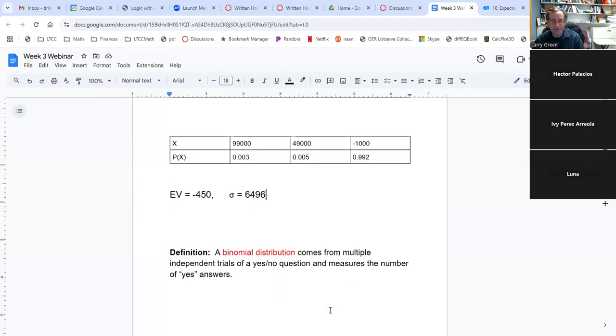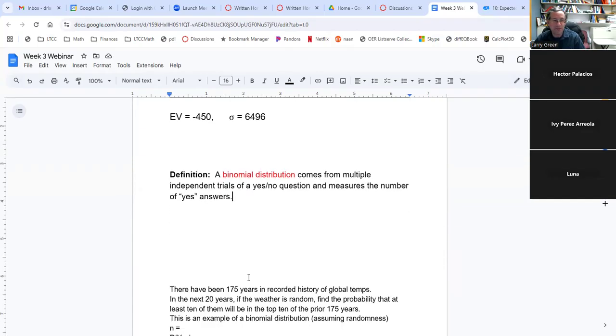All right. Let's get to binomial distribution. Okay. So now a binomial distribution comes from multiple independent trials of a yes-no style question, and measures the number of yes answers. Any questions on the definition before we do examples? Okay, let's do some examples.